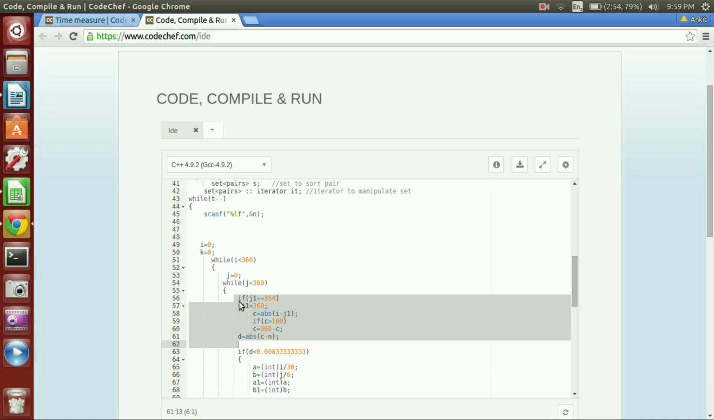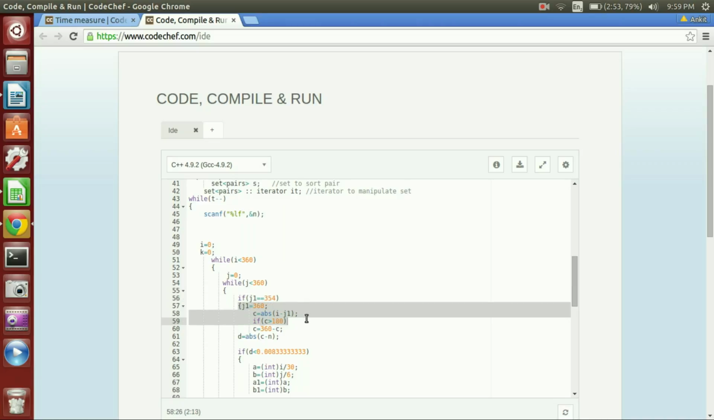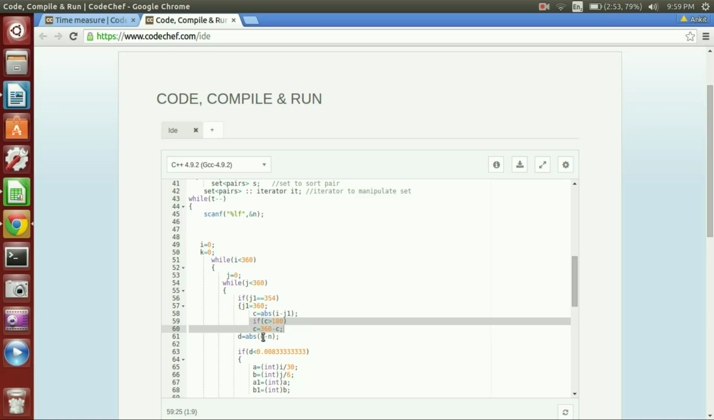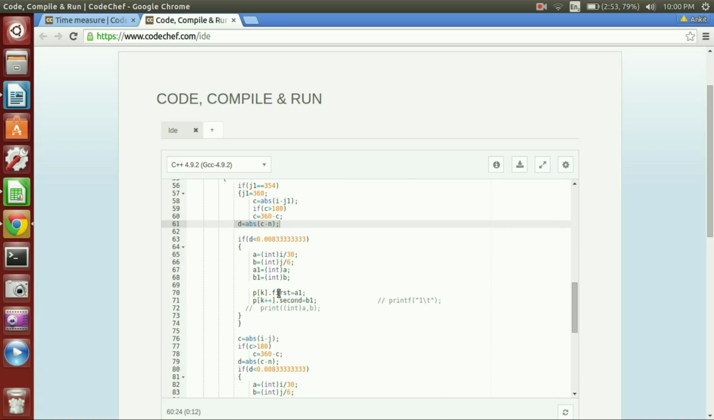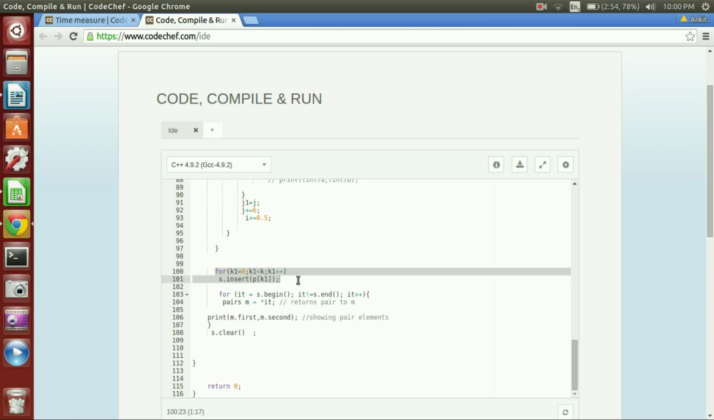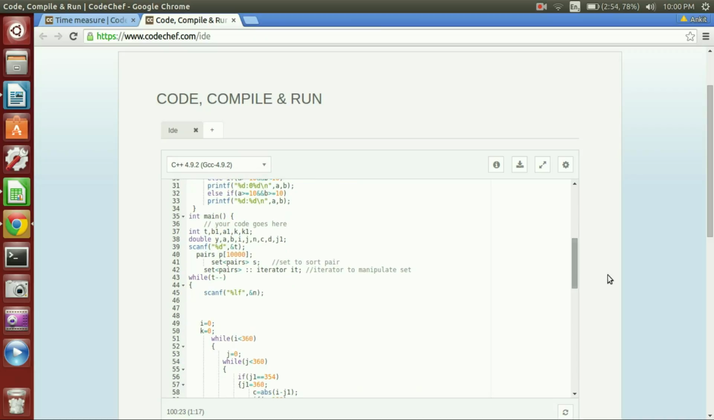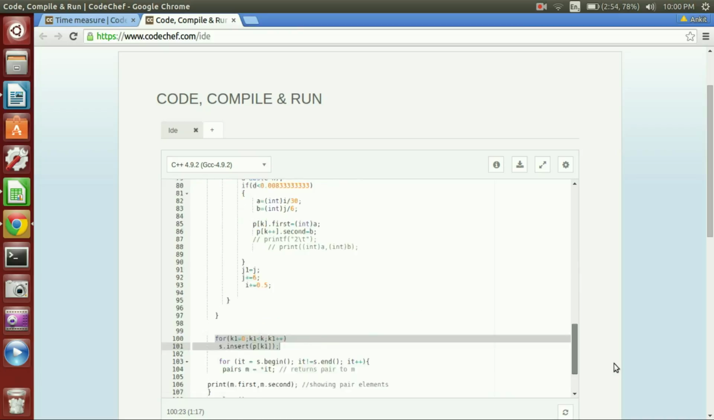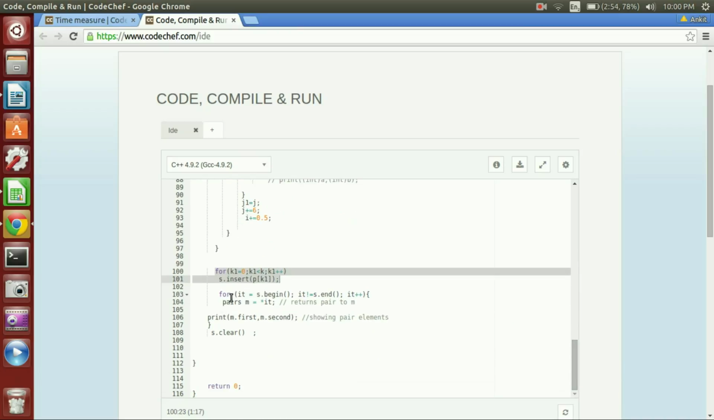For that we are checking if J1 is equal to 354. If it is 354, then we are making J1 equal to 360 and taking the difference of them, and then doing the same thing. That is, first take the difference of I minus J, and if it is greater than 180, doing 360 minus C, and then taking the absolute value of C minus N, and then doing the same thing, inserting in first and second the values. Now here I am inserting every pair into S. S is the set which I have declared here, set of pairs, and after inserting that we are retrieving every pair and then printing that.